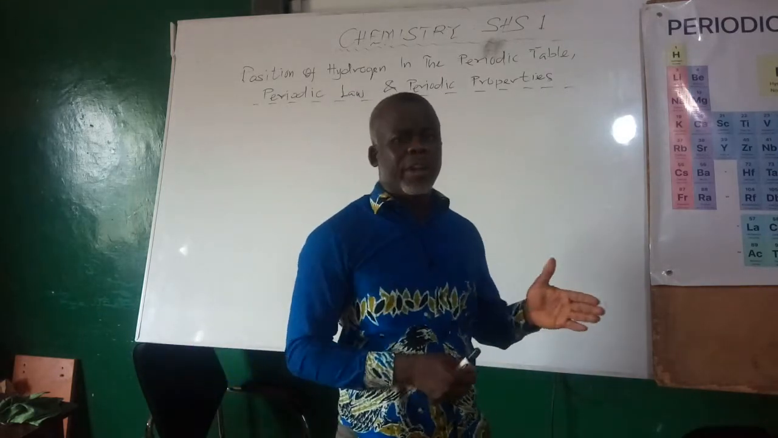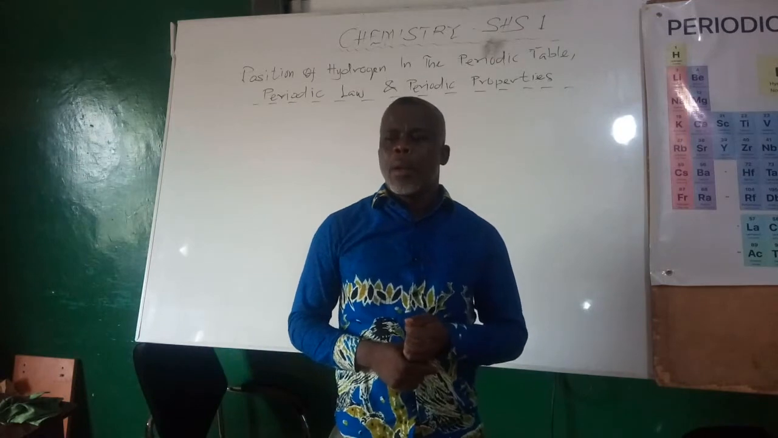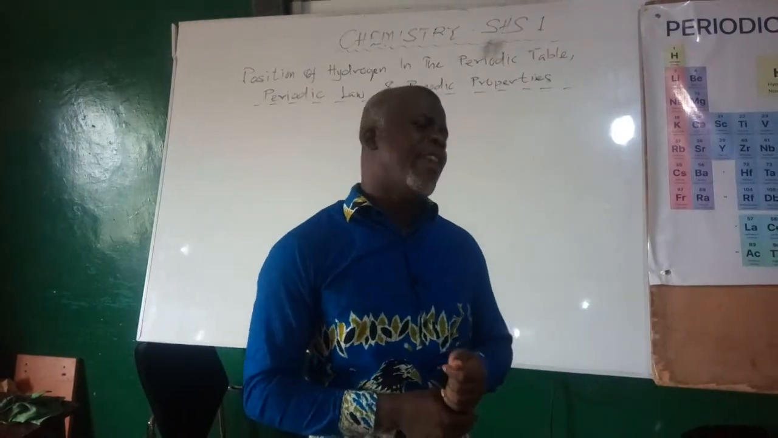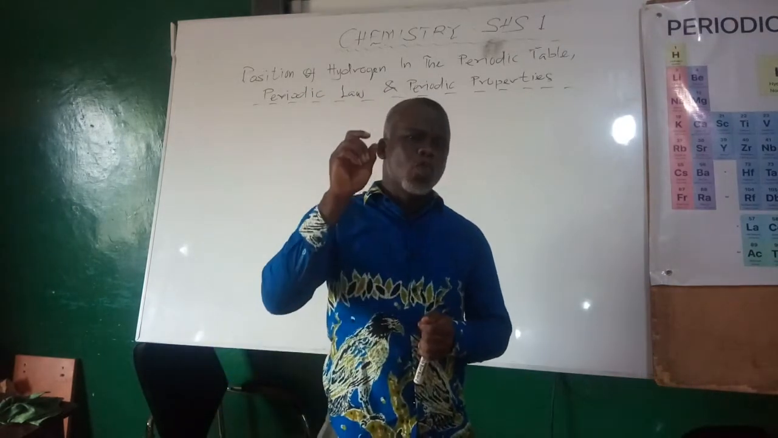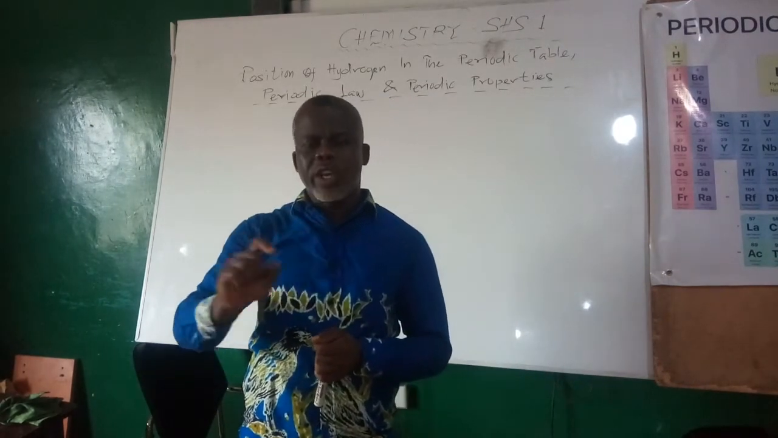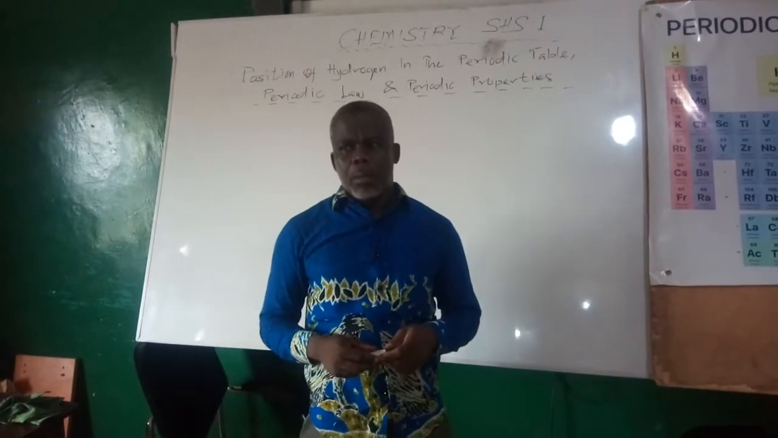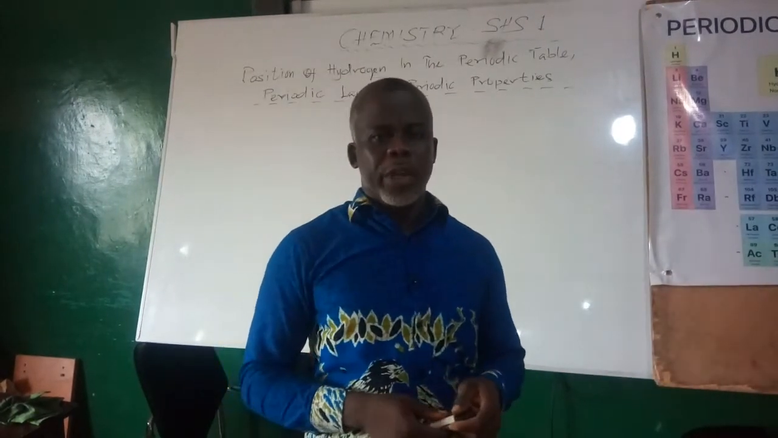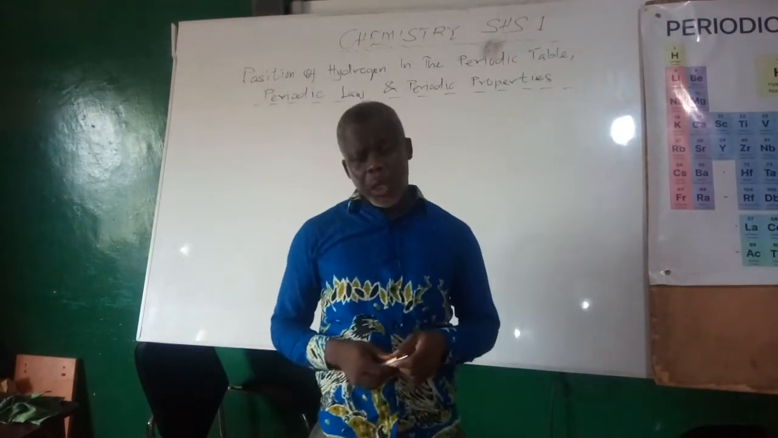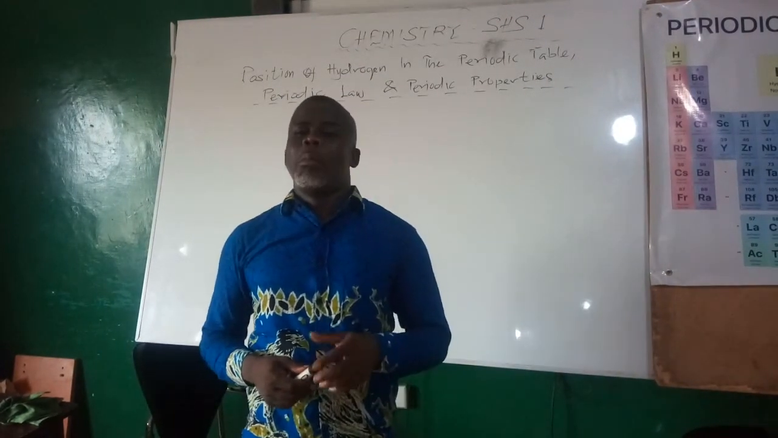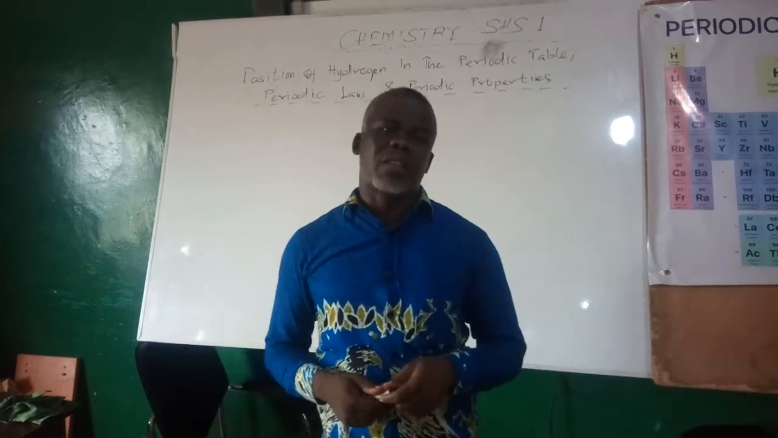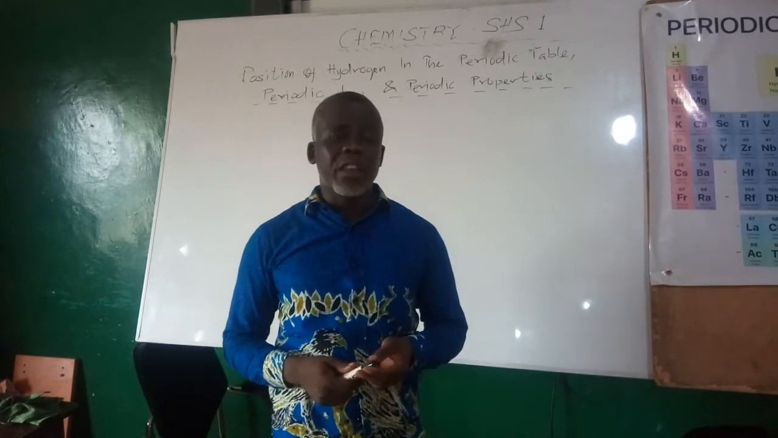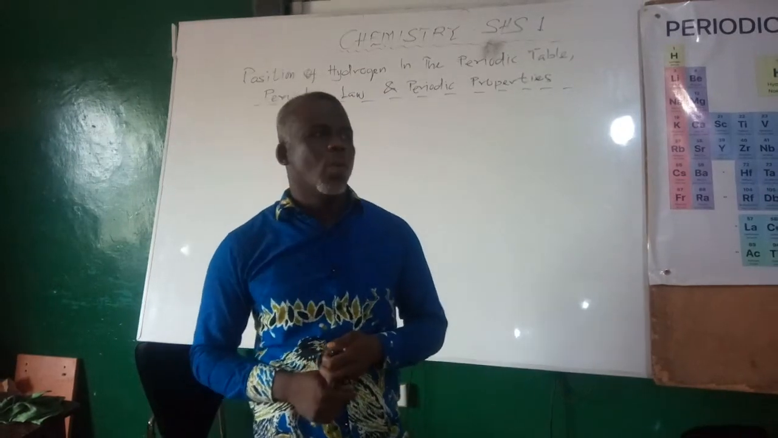Where do we place hydrogen in the periodic table? In fact, there is no totally suitable position for hydrogen in the periodic table. Nonetheless, most of the periodic table charts have hydrogen placed in group 1.